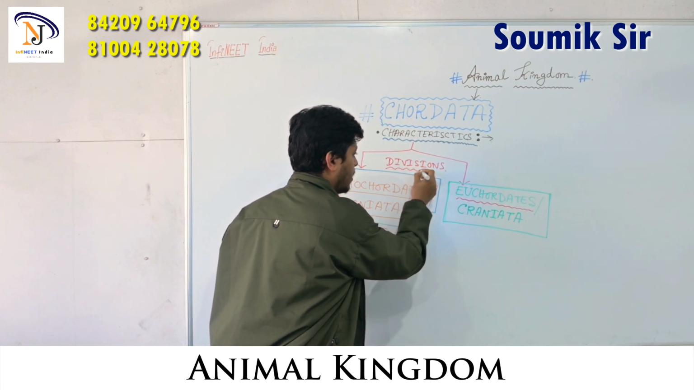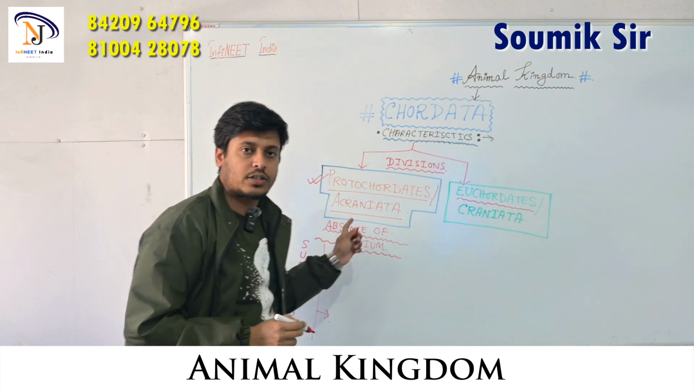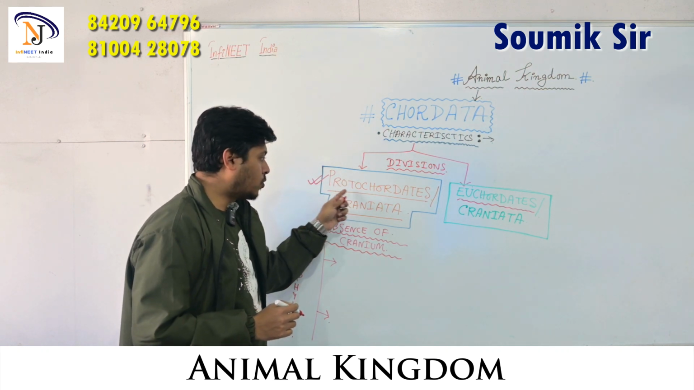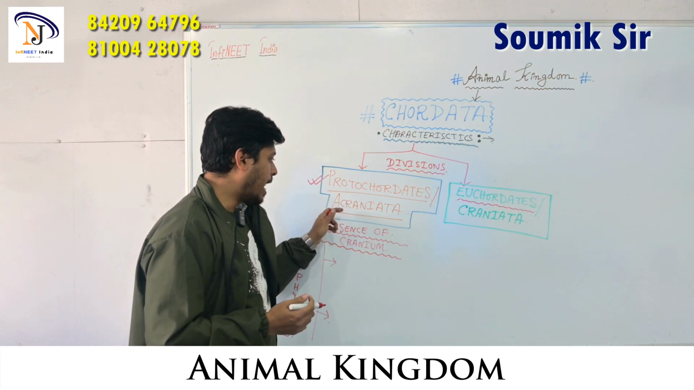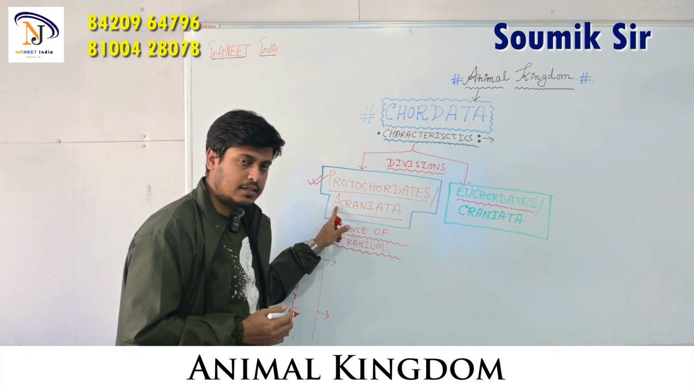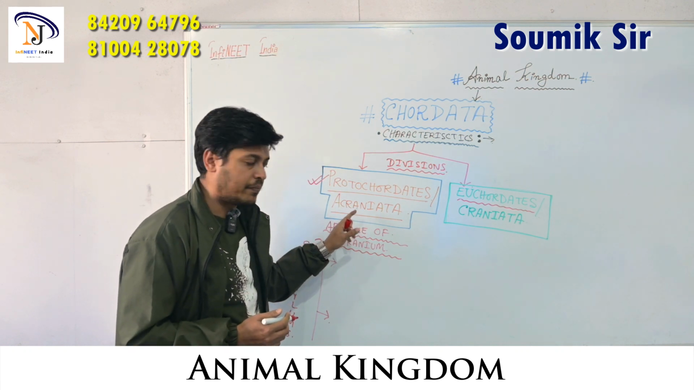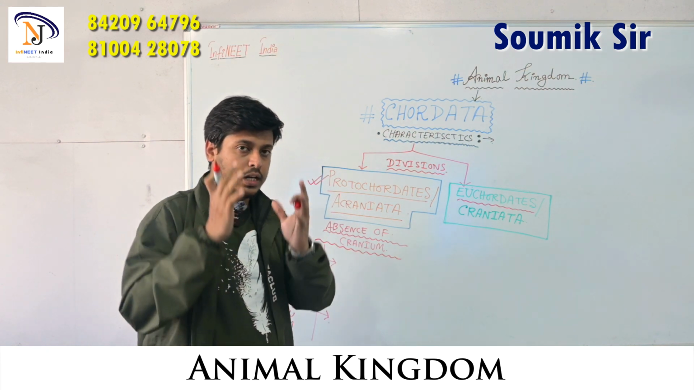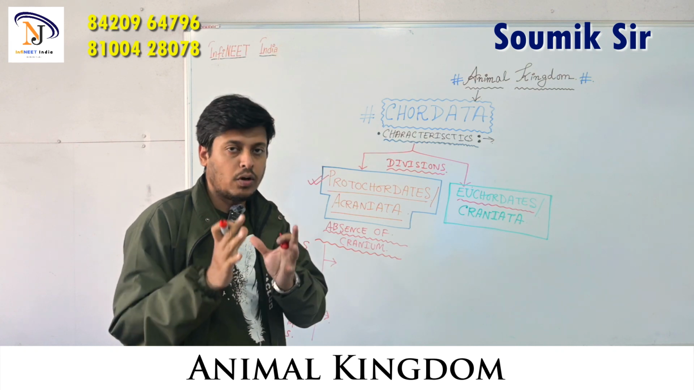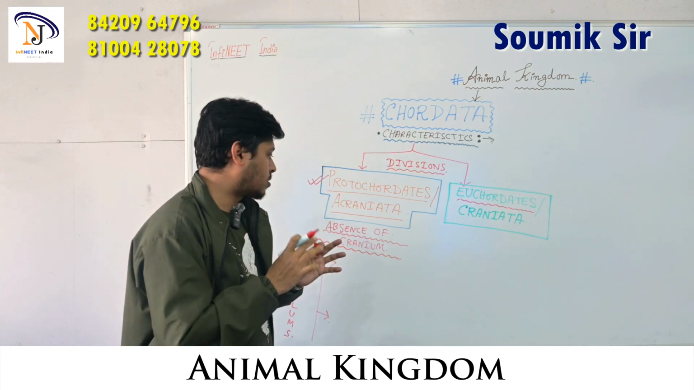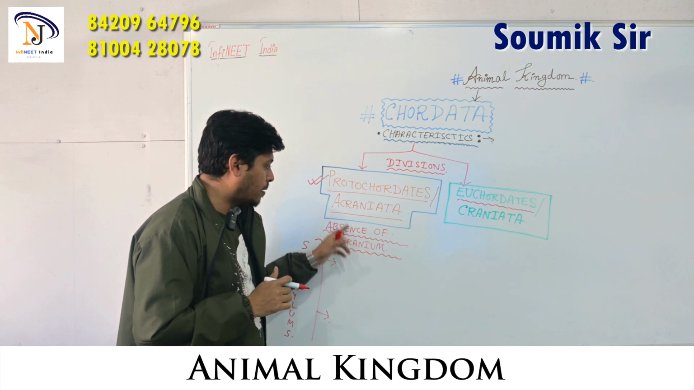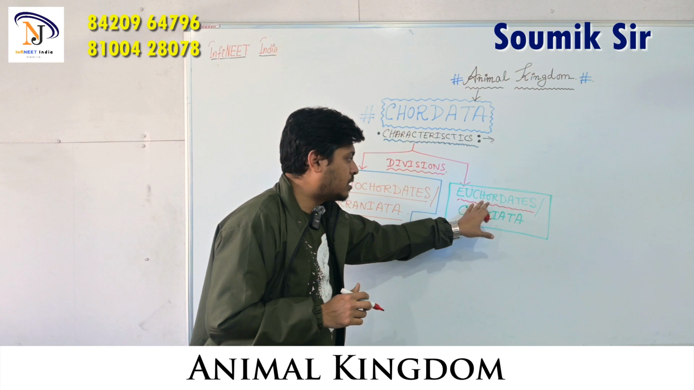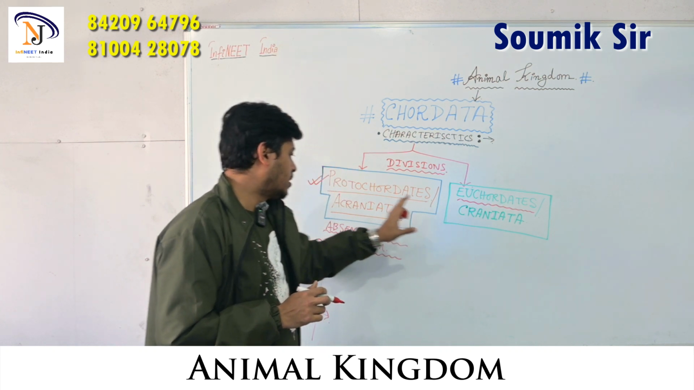First division is protochordates or acraniata. What do you mean by protochordates? Proto means primitive chordate animals, and acraniata: A means absence, and craniata means cranium. What is cranium? Cranium means brain box. The brain is located within the bony structure called the brain box. Absence of cranium is called acraniata. Another division is euchordates or craniata.